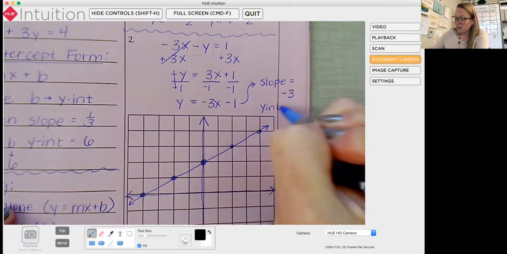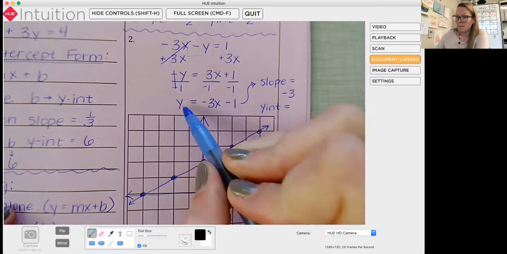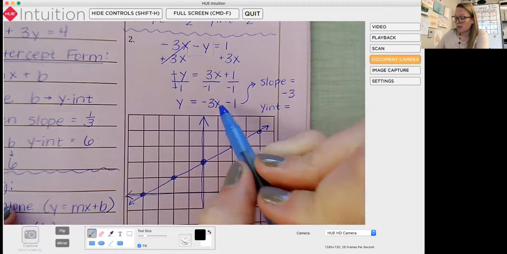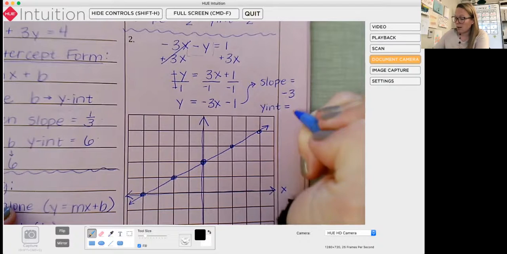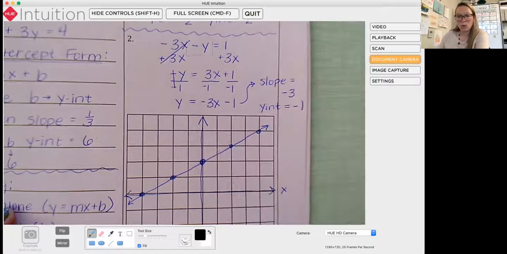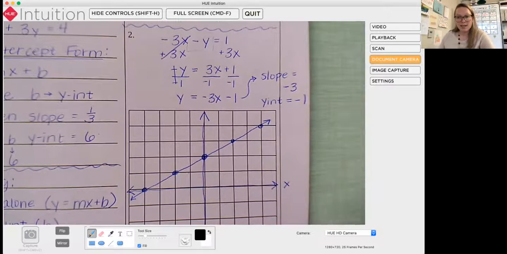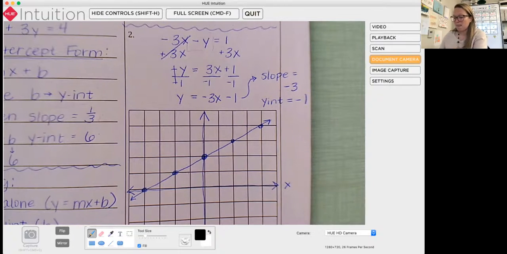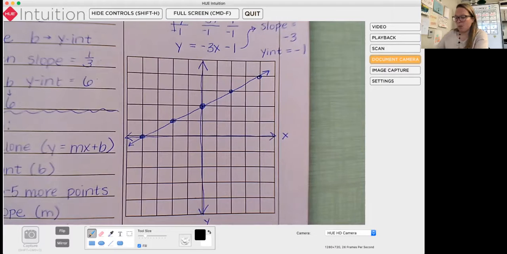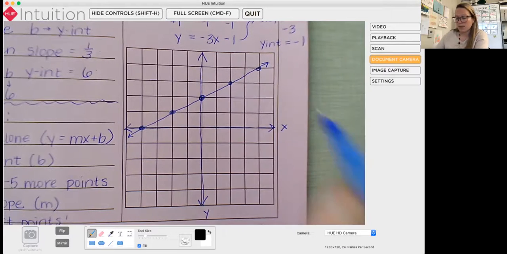So I have my slope as -3. My y-intercept is going to be my b. So y equals mx plus b. So my y-intercept is equal to -1. All right, so we're going to go ahead and take this information and graph. Remember, if you need to pause for a moment, please feel free to do so. So I'm going to graph. So I have my y-intercept equal to -1. Remember, that's what I start with.